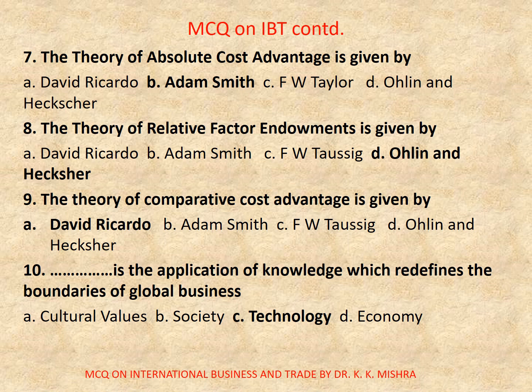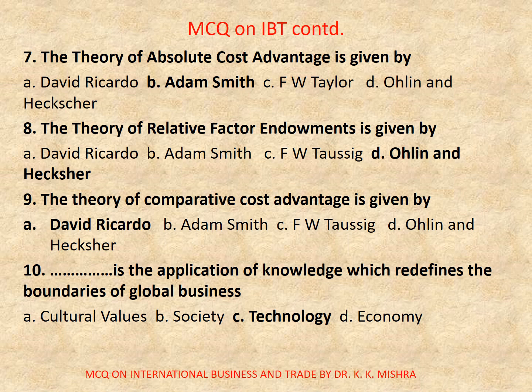Now question number 7. The theory of absolute cost advantage is given by. Options are A. David Ricardo, B. Adam Smith, C. F.W. Taylor, D. Ohlin and Hecksher. Correct option is B. Adam Smith.